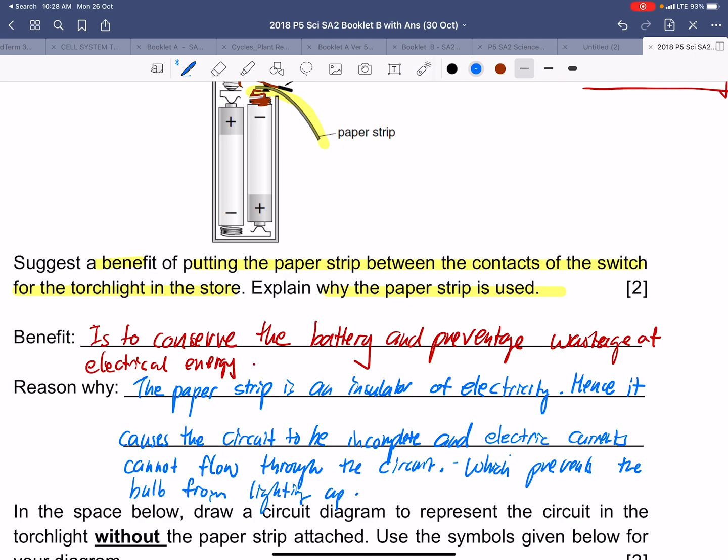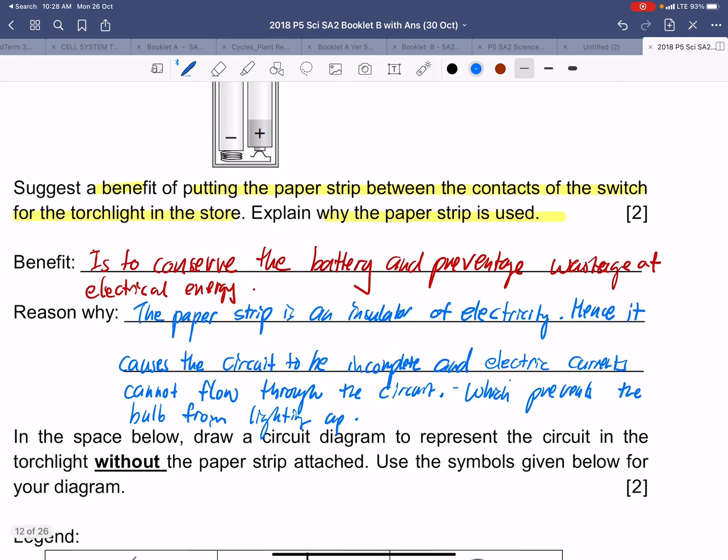Okay, so we need to take a look at this whole statement. Firstly, I pointed out that it is an insulator of electricity. Because of that, it will cause your circuit to be incomplete. This is my C here. Then I went on to say that electric currents cannot flow through the circuit. This is my E here. Lastly, my O would be that this prevents the bulb from lighting up. So it works like that, CEO. Alright?